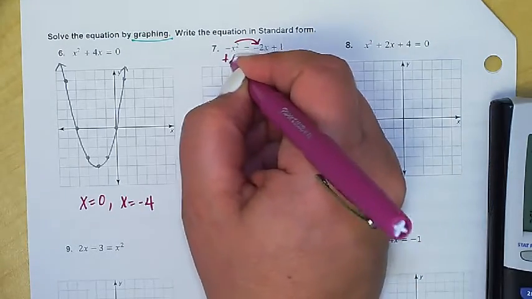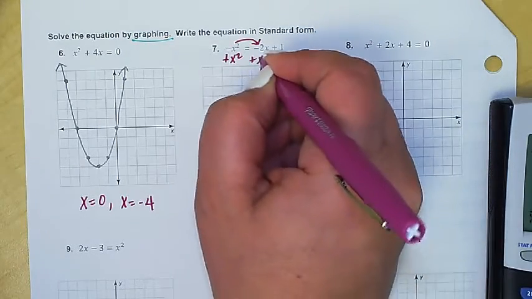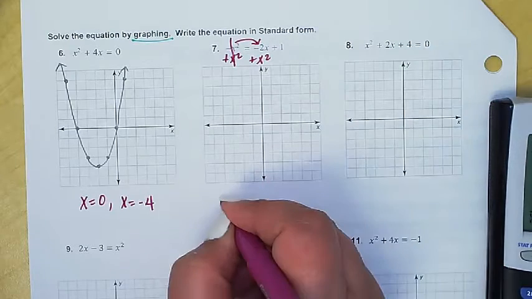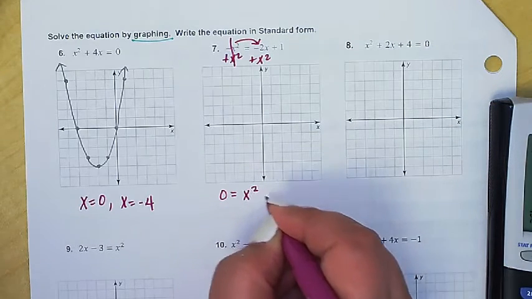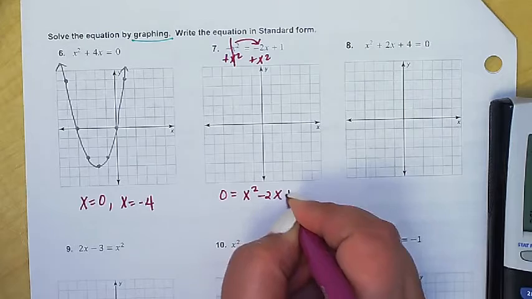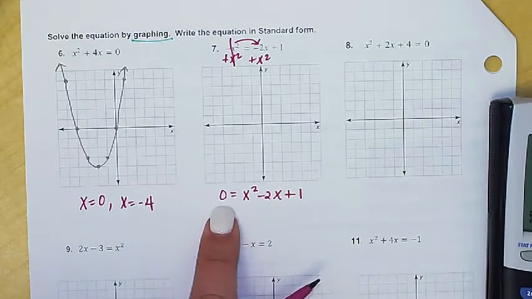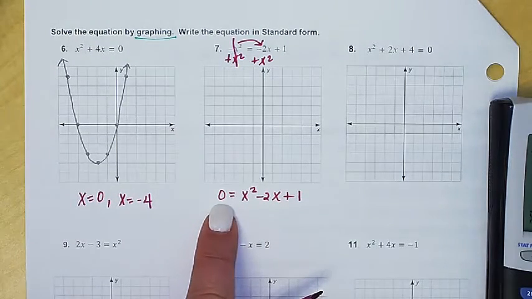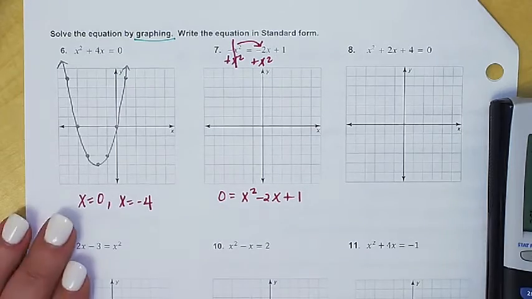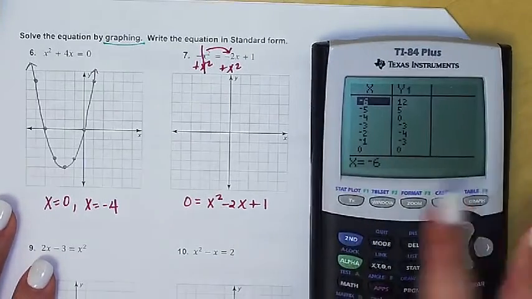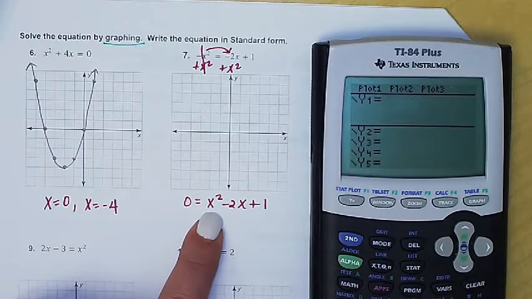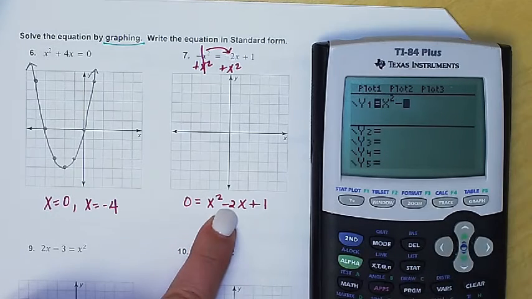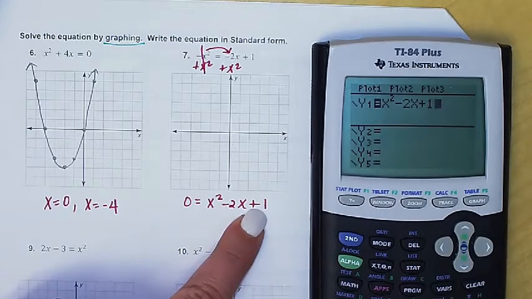So I'm going to add x squared on both sides and get rid of it here. So I'm going to have the 0 on this side, and then I'll have a positive x squared with a -2x and the +1. That's in standard form, equal to 0. So I definitely want to make sure I do that before I reach for the calculator to get what this parabola looks like. Now that it's in standard form equal to 0, we can put in our y equals x squared minus 2x plus 1.